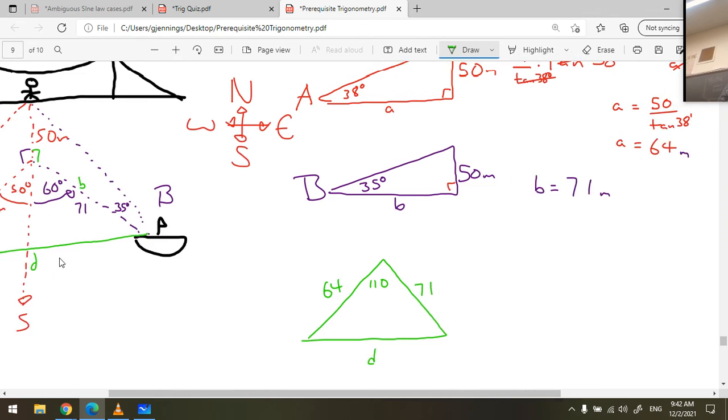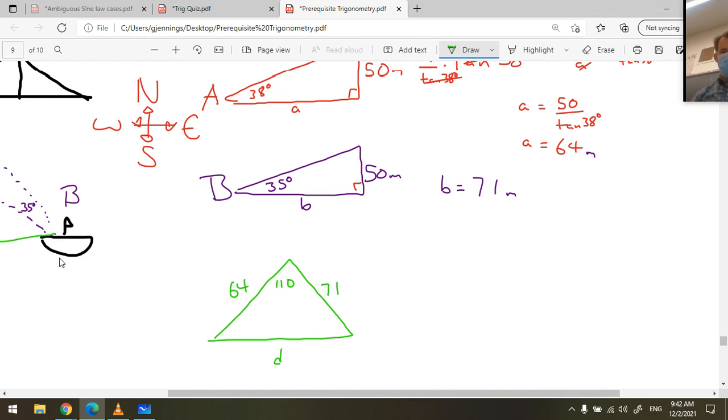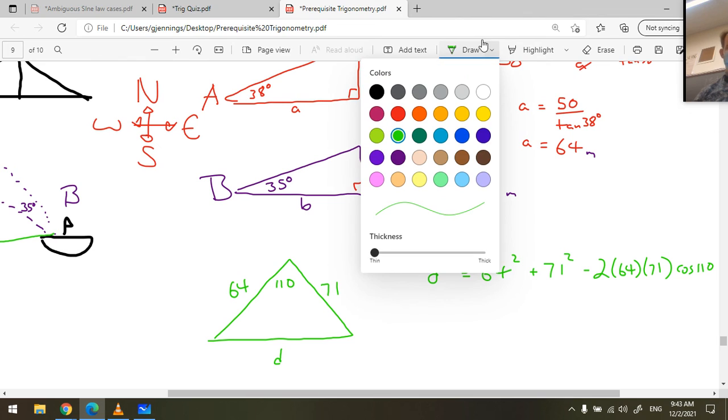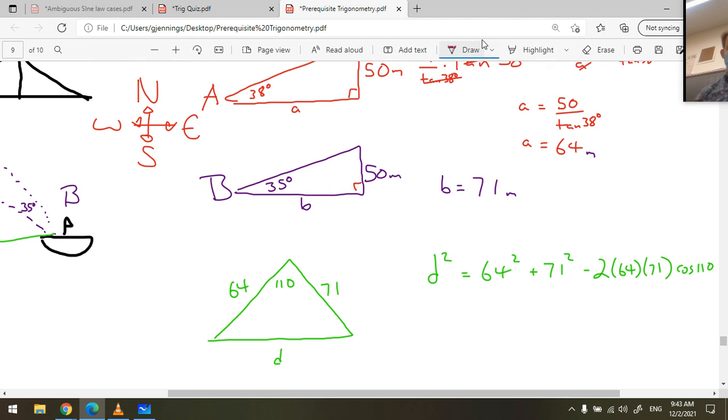These are all the knowns that I have, and that's it. So I have to use cosine law. This is the way I set it up: D squared is equal to 64 squared plus 71 squared minus 2 times 64 times 71 times cosine of 110. Okay? And now it's probably a good idea that I write out my general law, where I get that from, to help people out.